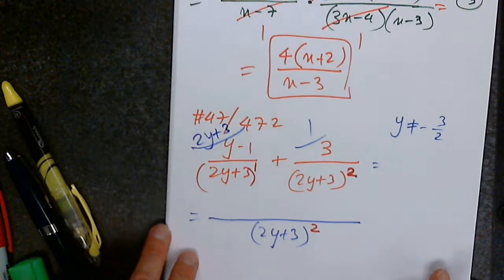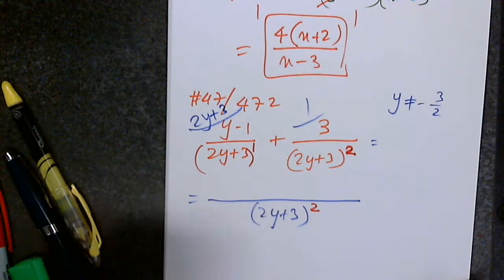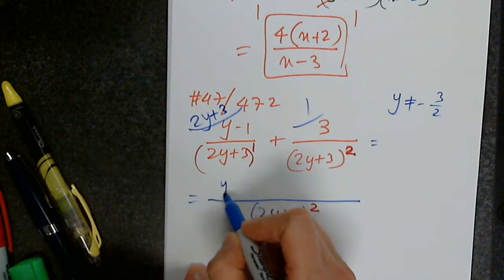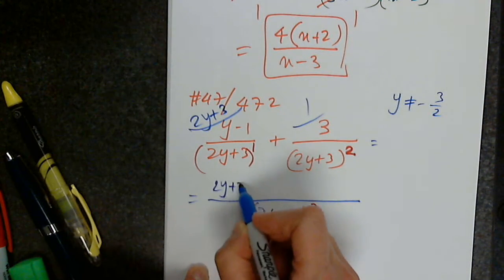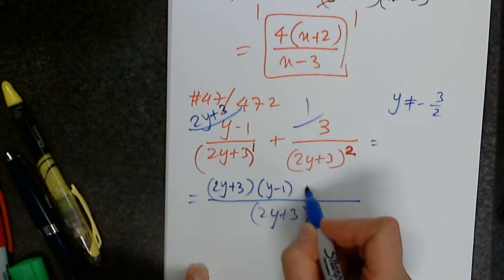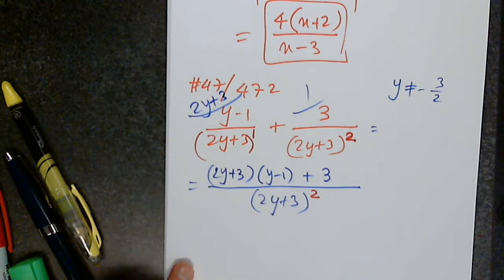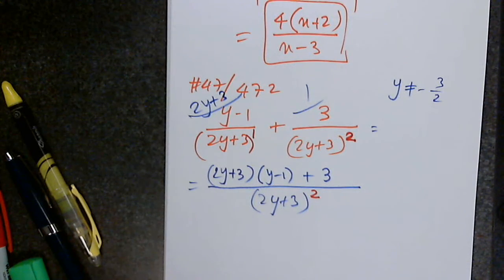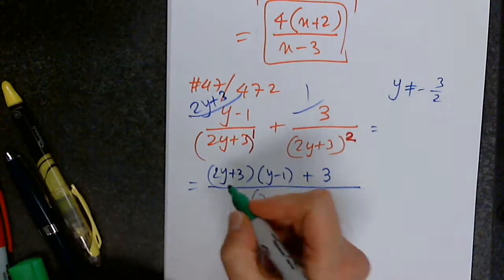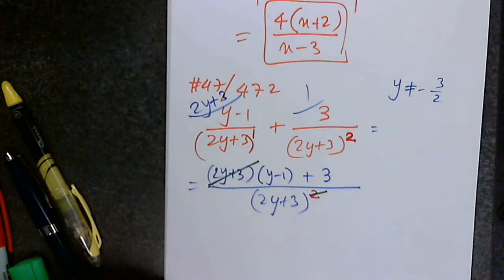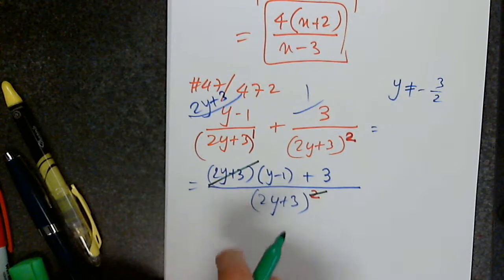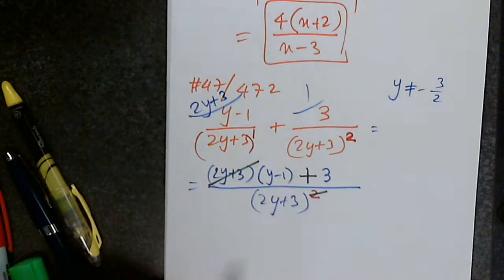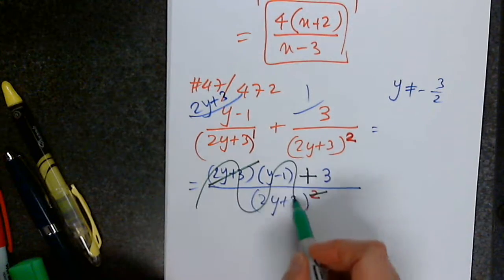Now, don't write the next step, because I will write it and then I will erase it. If you write 2y plus 3, quantity y minus 1, plus 3, this step is correct. But if you continue doing this, then the whole thing collapses. Is this allowed? Can you simplify 2y plus 3 with a 2y plus 3? No, because this is a sum of terms.